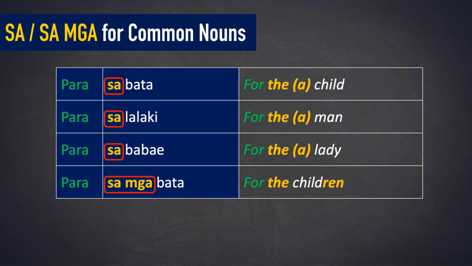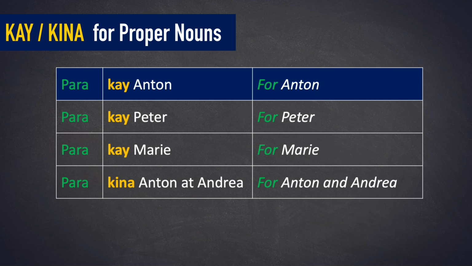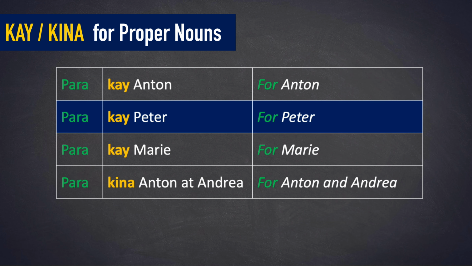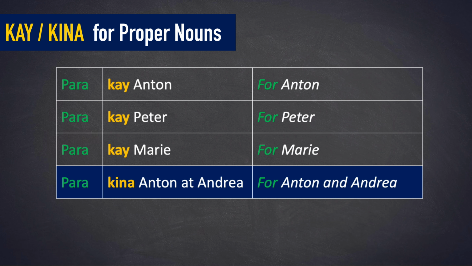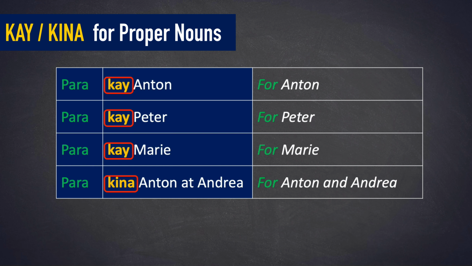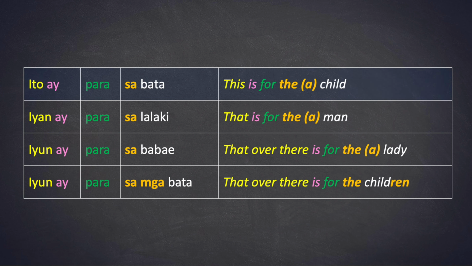Let's take a look at KAY. Para kay Anton, for Anton. Para kay Peter, for Peter. Para kay Marie, for Marie. Para kina Anton at Andrea, for Anton and Andrea. It's very clear from these sample phrases that KAY and KINA are used for proper nouns or nouns that have names. Let's complete these phrases.